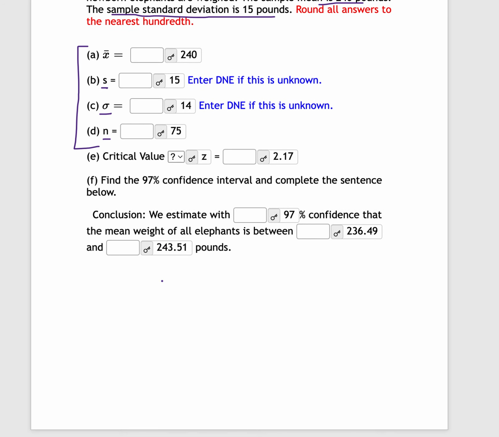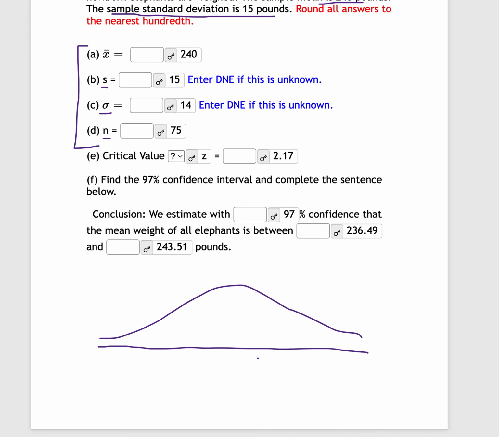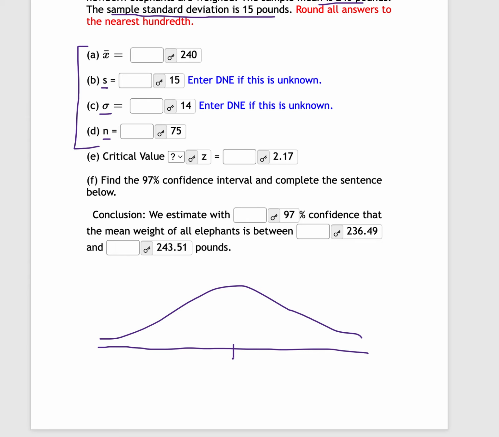Now, for parts E and F, we have a little bit of work to do. E is probably going to be where we're doing the most work, where we're trying to find the critical value. When we look at a normal curve, the mean is going to be in the center, which we said was 240.